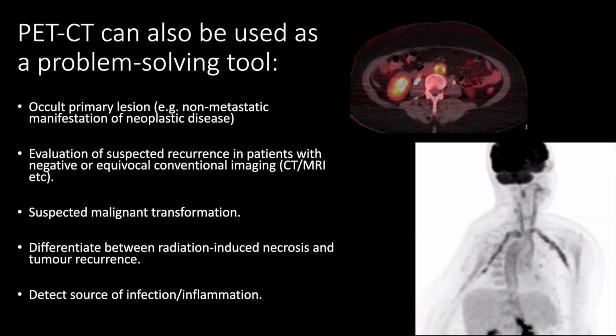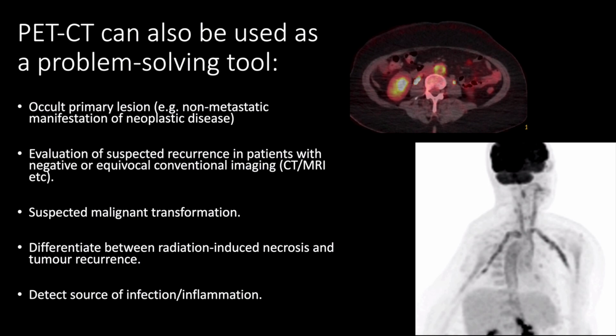PET is also good as a problem-solving tool. It can help find occult primary cancers that you may not have been able to find on other modalities. It can evaluate suspected recurrence where previous CT or MRI imaging might be equivocal. It can look to see if there's malignant transformation, for example in CLL or neurofibromatosis, a lesion that is usually cold that suddenly becomes hot on a PET scan might indicate a malignant transformation.